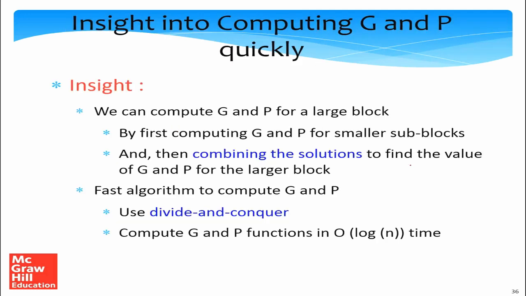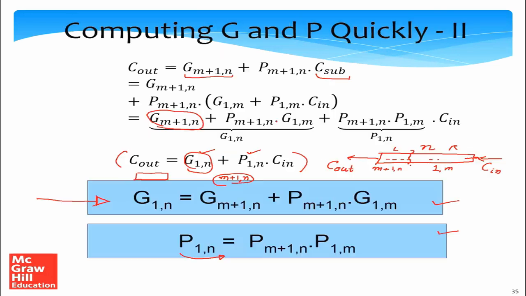Now let's give an insight into computing the generate and propagate functions quickly. The idea is that we can compute G and P for a large block by first computing the generate and propagate functions for smaller subblocks. Then we can combine them using these equations. If you see this diagram, we have the generate and propagate functions for smaller subblocks, and these have been combined to create the generate and propagate functions for a larger block. And once we have that, we can, let me just clean the screen of annotations, one second.